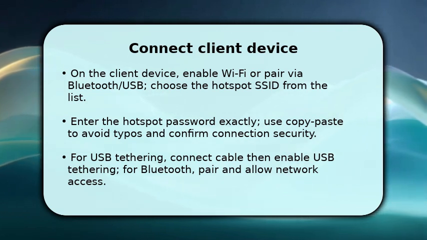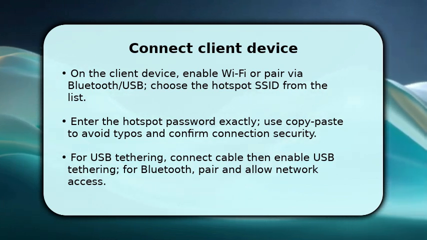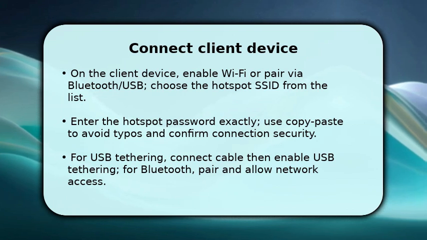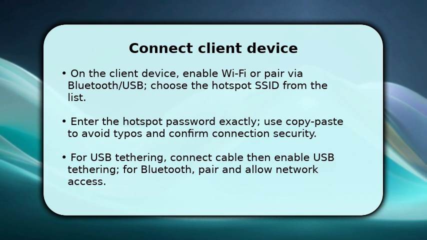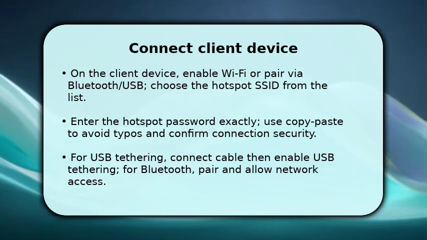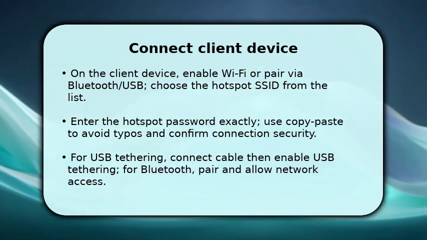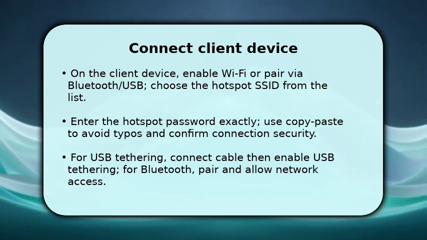If Wi-Fi is unreliable, use USB tethering. Plug the phone into the computer and enable USB tethering in the phone settings, or pair via Bluetooth and grant network access. Once connected, check the client's IP address and confirm internet access by loading a web page. If the client fails to obtain an IP, renew the connection or toggle airplane mode.